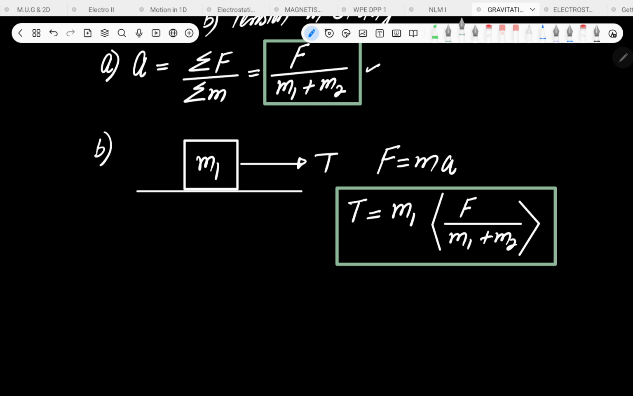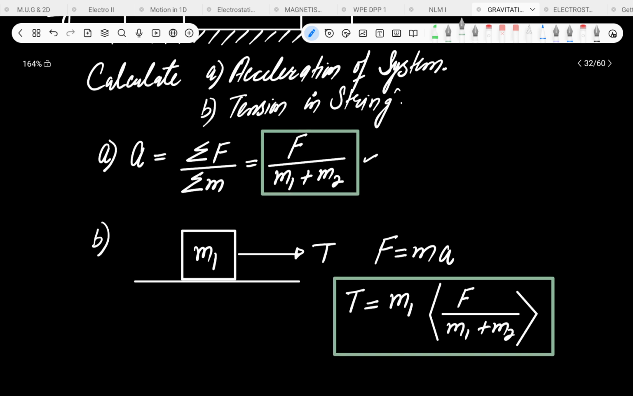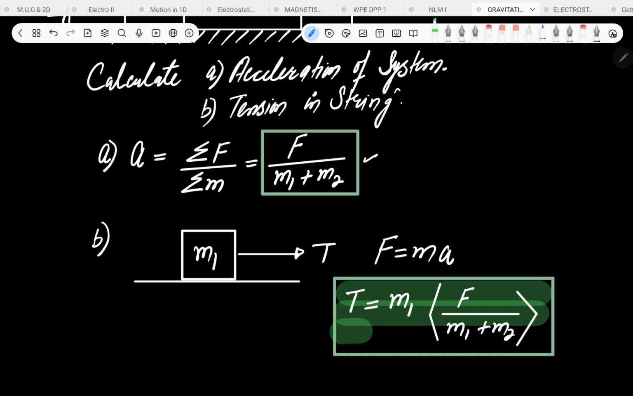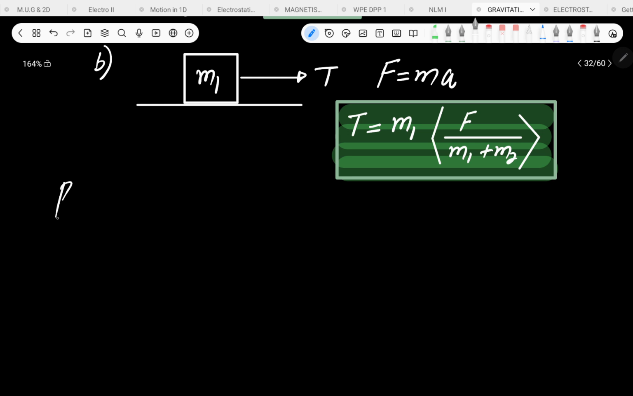Now I am more interested in calculating tension in the string. The reason is that whenever this question is asked in NEET or JEE Mains, you will be supposed to calculate the tension in the string and not the acceleration. So what I am trying to do here is find a shortcut technique to calculate the tension in the string directly without calculating the acceleration. All right, let's try to do that. So here is a pro tip for calculating tension.